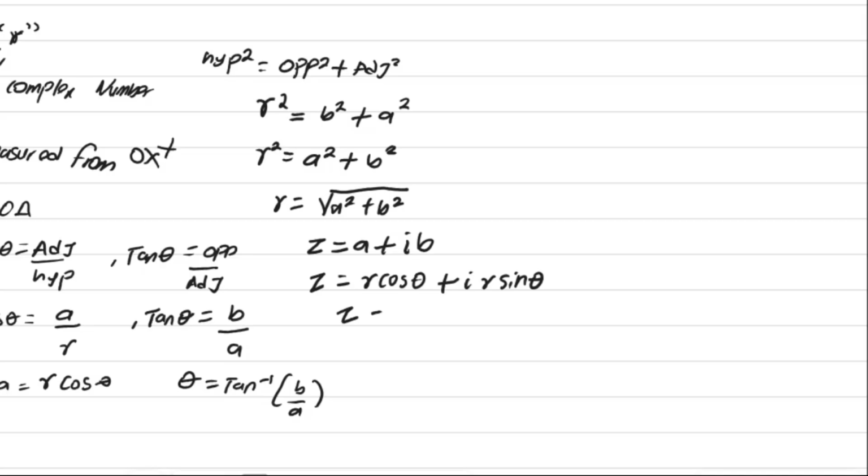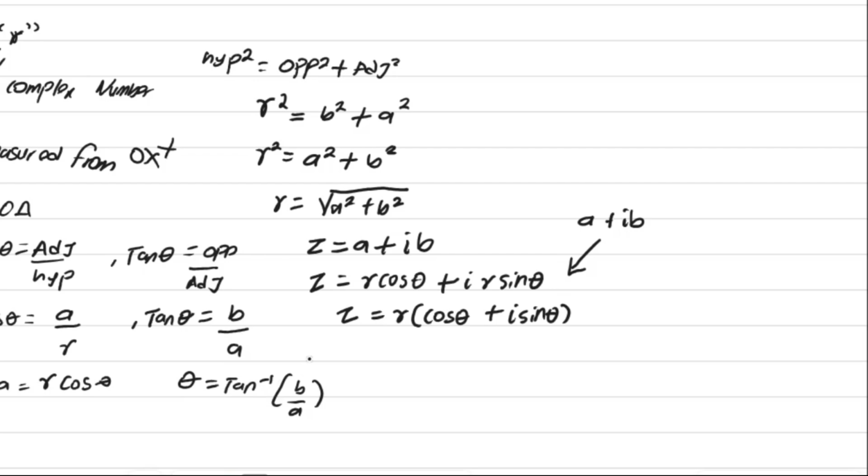So from here we can factorize r out. If we factorize r out of this, this will remain cos theta plus i sine theta. So the general polar form of a complex number a plus ib is r into cos theta plus i sine theta.